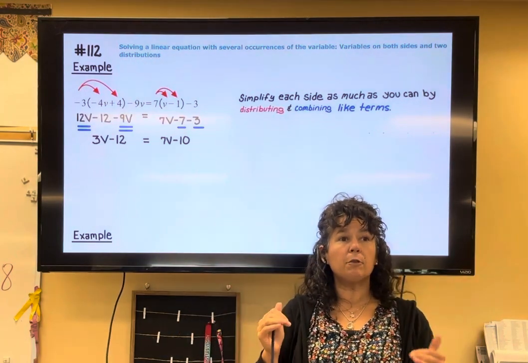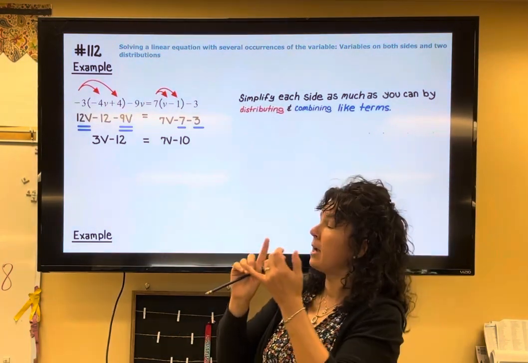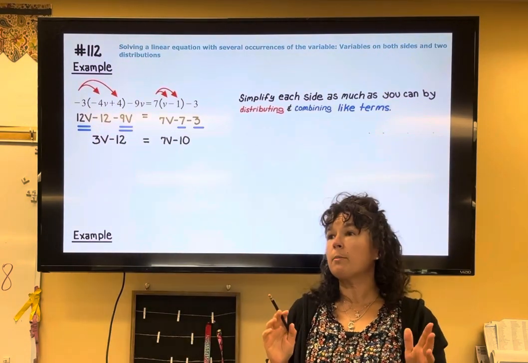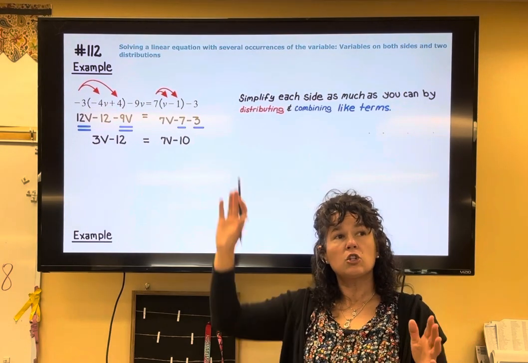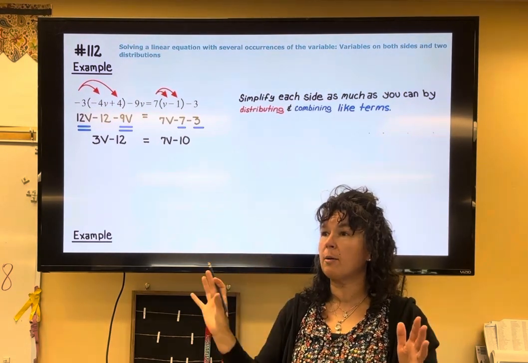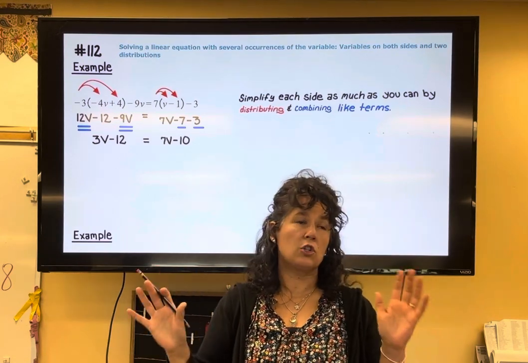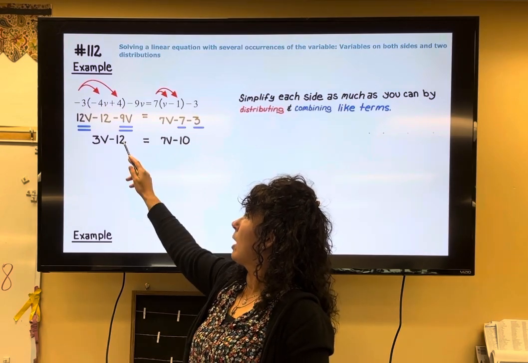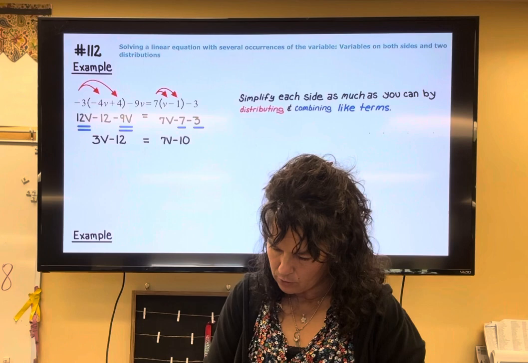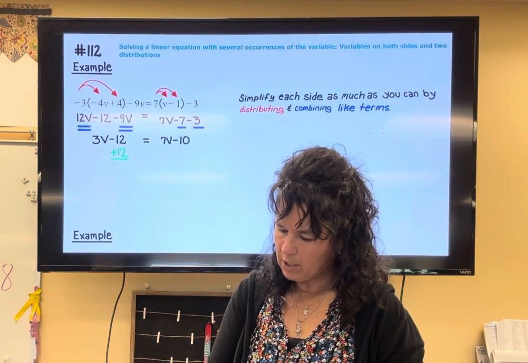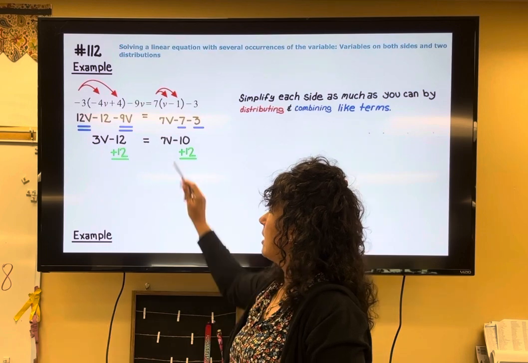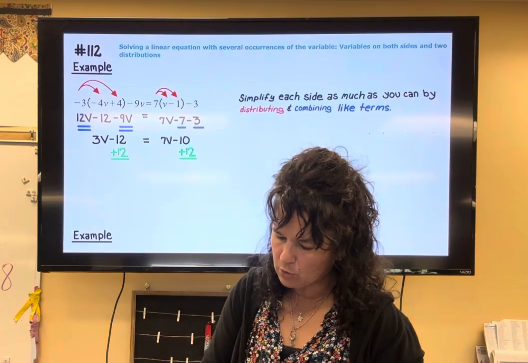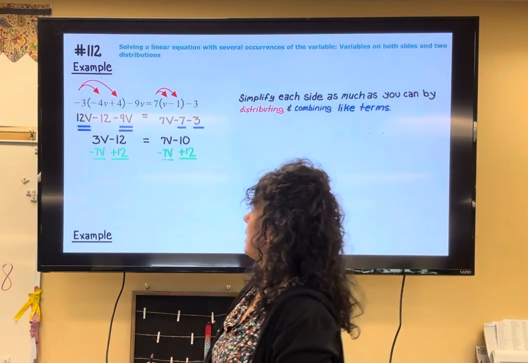Now that I've finally simplified both sides by first using the distributive property, second combining like terms, now I'm going to use addition and subtraction to move all the v's to the same side and all the numbers to the other side. You can choose whichever side you want to do that. I'm going to put my v's on the left and my numbers on the right. So I want to get rid of that -12. So I'm going to add 12. What I do to one side of the equal sign, do to the other. I want to move these v's over there to the left, so they're positive 7v. So I'm going to subtract 7v. What I do to one side, I do to the other.